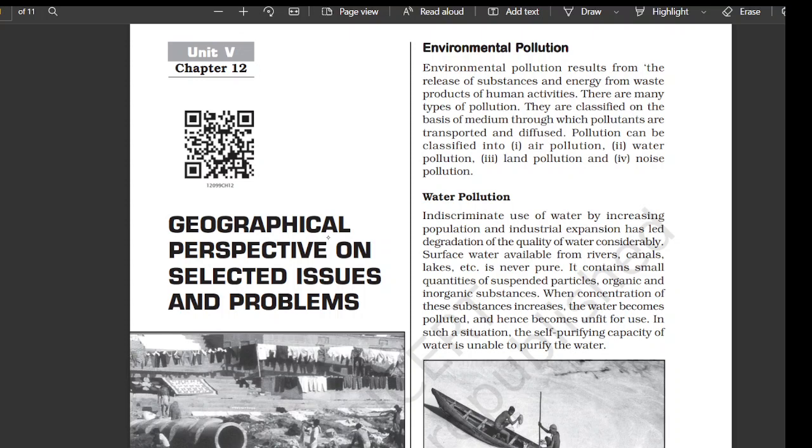All right, chapter number 12, geographical perspective on selected issues and problems. Environmental pollution. Environmental pollution results from the release of substances and energy from waste products of human activities. There are many types of pollution. They are classified on the basis of the medium through which pollutants are transported and diffused. Pollution can be classified into air pollution, water pollution, land pollution, and noise pollution.